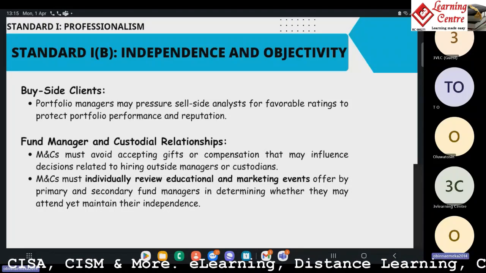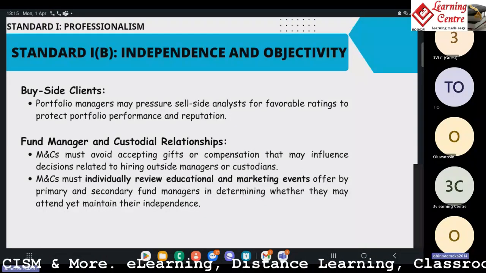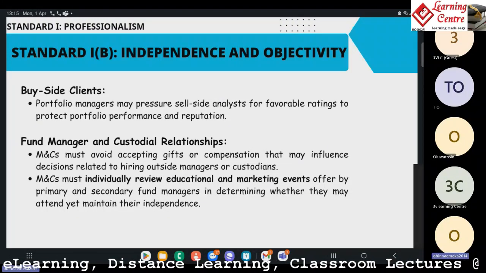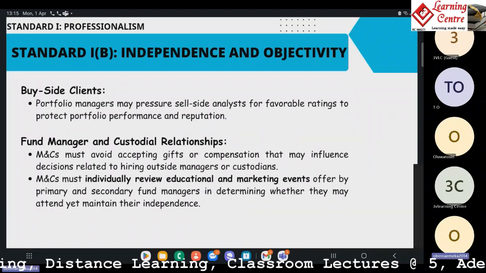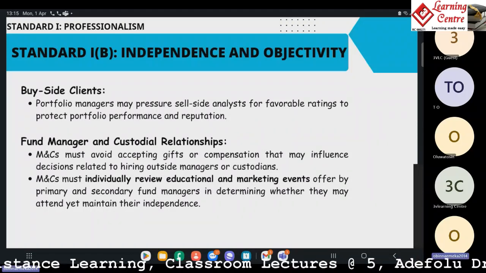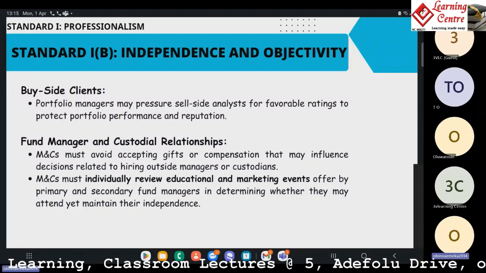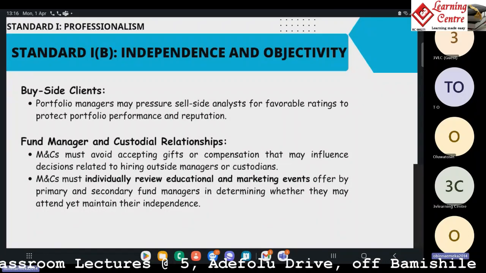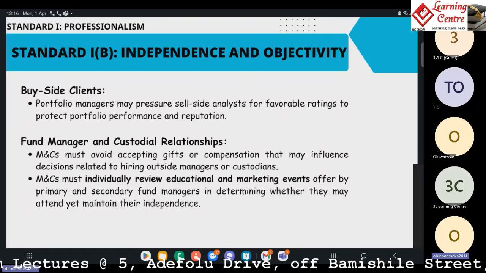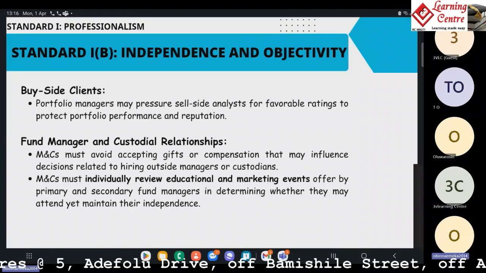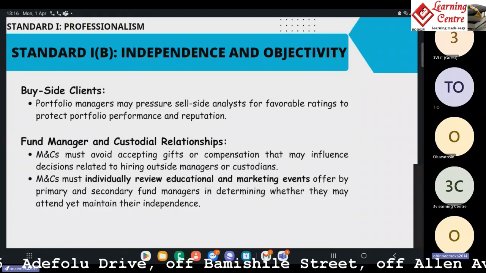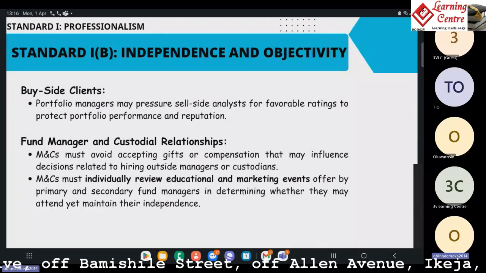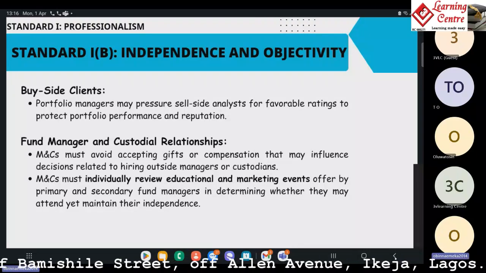According to this standard, you are not to bow to pressure from any party, whether internal or external. So if the sell-side analyst in this question bows to that pressure and issues that kind of research, he will be in violation of this standard. Buy-side clients normally do this because they are trying to protect their professional reputation. They might want to support sell-side rating inflation.